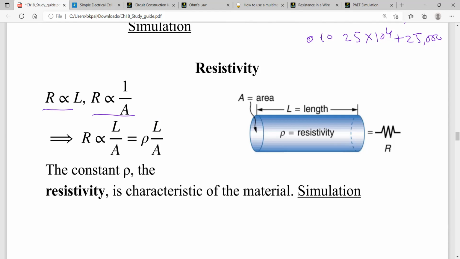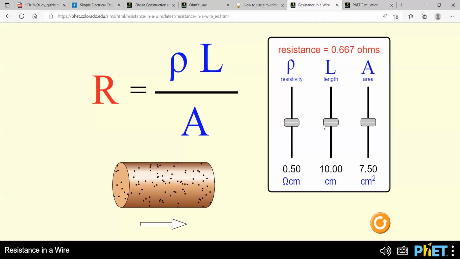Okay, so this tells us that R is proportional to L. That means longer the wire, higher the resistance. And this tells us that thicker the wire, lower the resistance. Okay, so you can see that from here. Currently the resistance is 0.667 ohm. So in this white box, it's showing that resistance equal to 0.667 ohm.